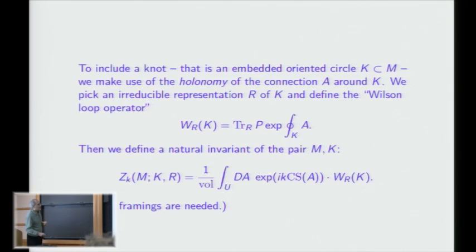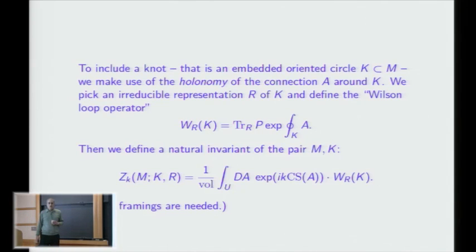And then we define an invariant of the pair M and K, which is the same integral as before, but including a factor of the trace of the holonomy. So formally, this only depends on the three-manifold M with the embedded knot K. And if you follow the logic of renormalization theory, you'll find out that you predict that that's actually true quantum mechanically, except that framings are needed everywhere.